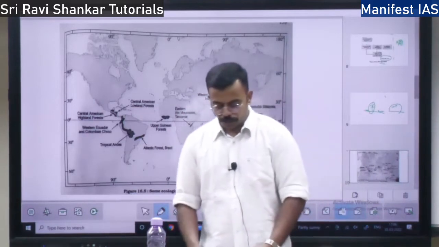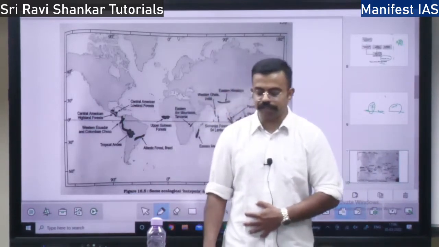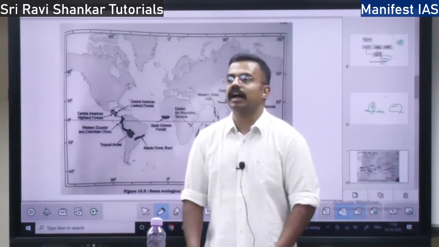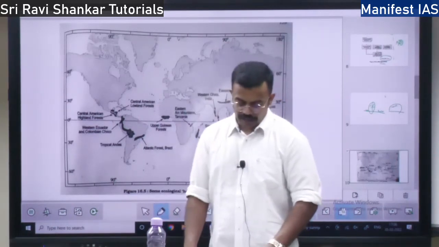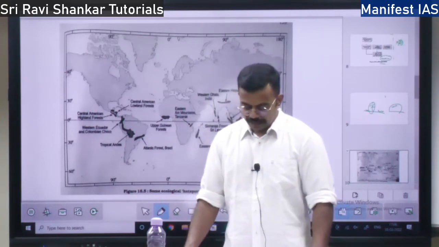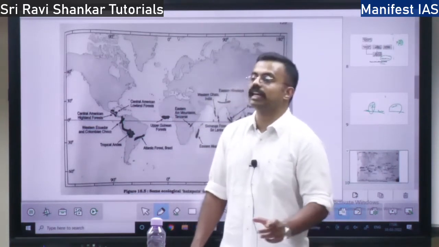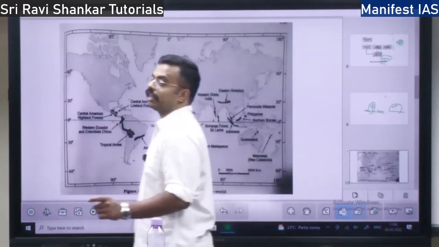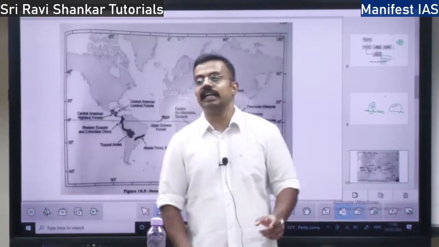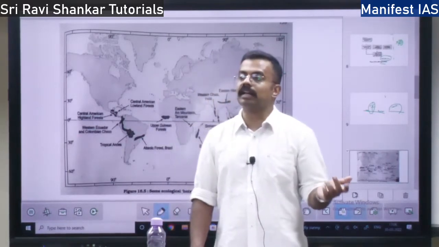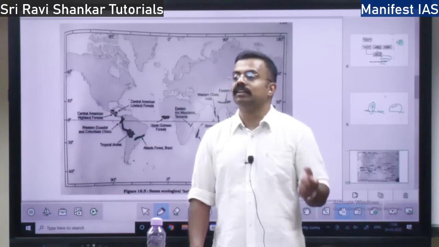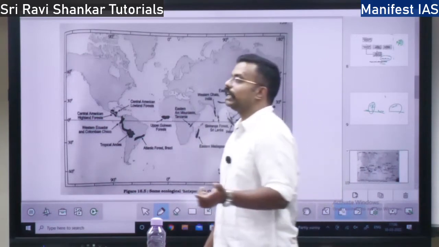So then, to conserve the biodiversity, we have the International Union for Conservation of Nature, IUCN. IUCN has three categories of protection. The first category is endangered. This is the IUCN Red List. In the Red List, you have endangered categories, endangered animals. Some animals are critically endangered, some are just endangered.